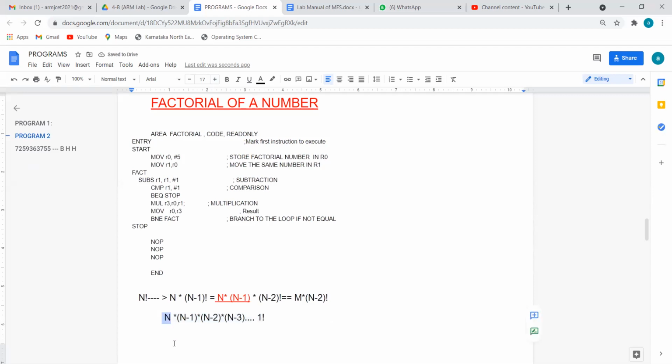See, if this is 100 into 99, 100 into 99 into 98, 100 into 99 into 98 into 97, like that, up to 100 into 99 into 98 into 97 and so on into 5 into 4 into 3 into 2 into 1. So the total number of variables we have is 100. But we have a problem: we have only 12 registers allowed.